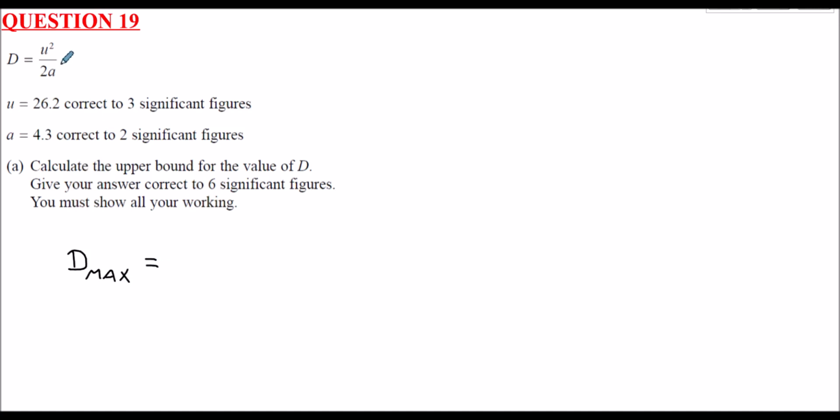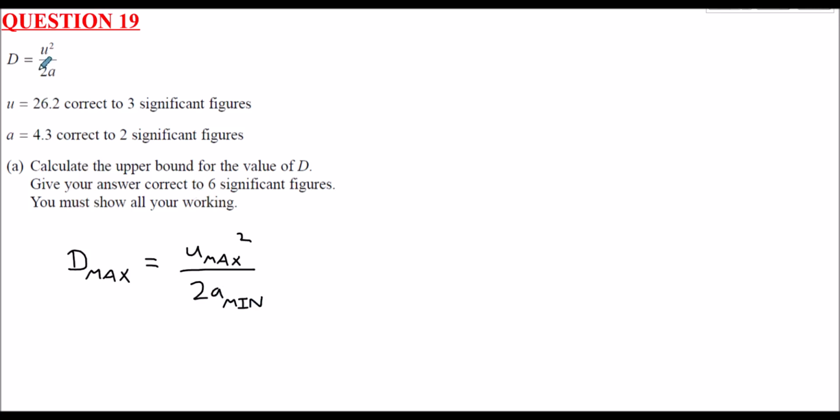a fraction is at its biggest when the numerator is as big as possible. So we want u to be the maximum. So we want to go for u max squared. On the bottom, the smaller the denominator is, the bigger the overall fraction is. So we want to go for the smallest possible value of a on the bottom. So we're going to go for 2a min. So we want the minimum possible value of a.